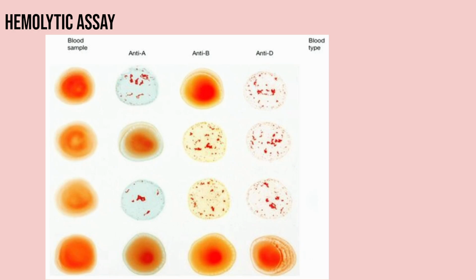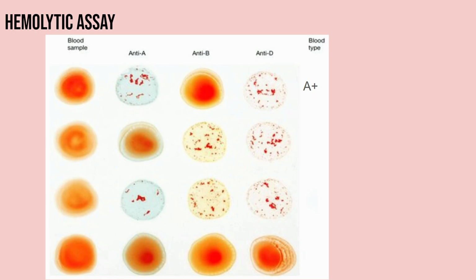So does anyone know what the first one is? A positive. Yes. Is anyone confused as to why it's A positive? Is it because of the agglutination? Yeah. So since you're adding antibody A and it clumps with the A, that means that you have type A. And then since you get clumping when you add the anti-D antibody, you then are positive for the Rh factor.